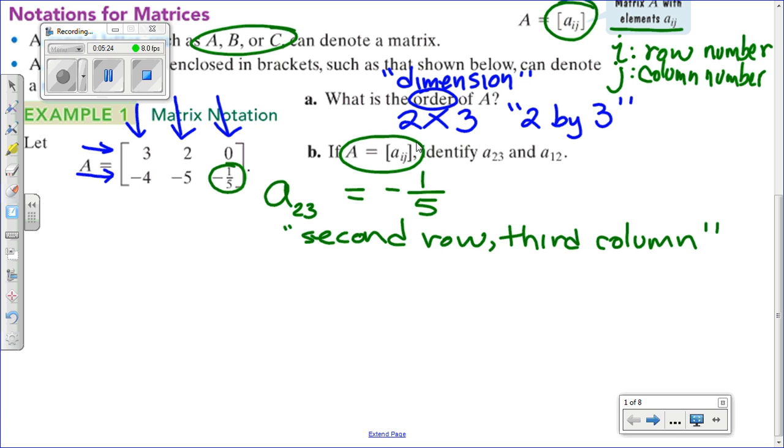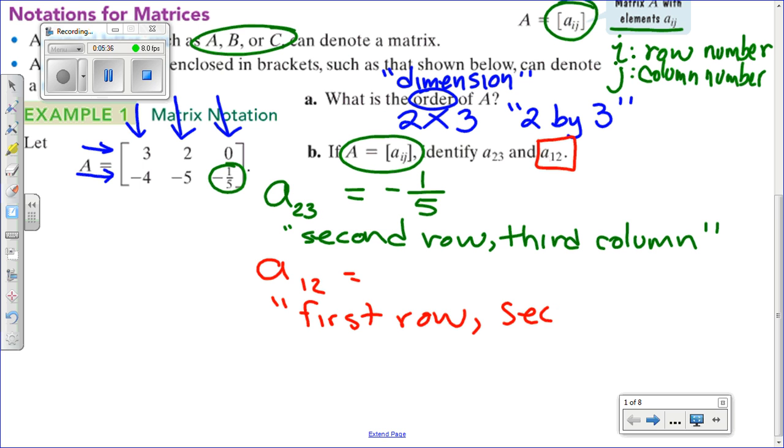Now let's look at the other one. Identify element a12. That's going to be first row. Remember, the row is always first. Second column. So first row, second column, that would be 2. Do we have a question here? No, right? So dimensions, how big is your matrix? First you have to name the row, then the columns.